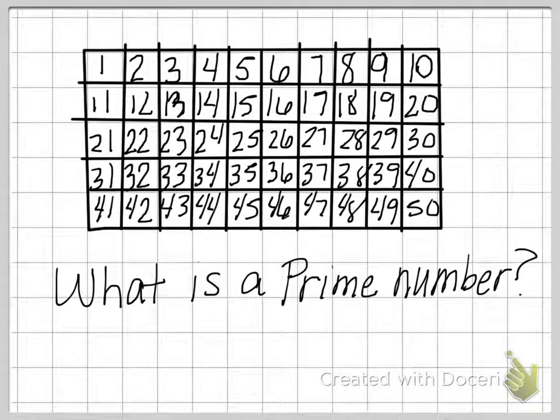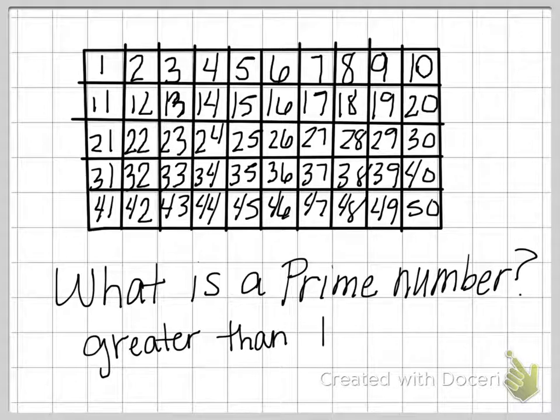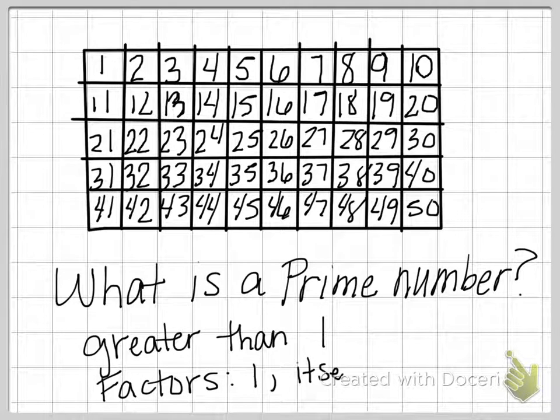Okay, hi everybody. We are going to talk tonight about prime numbers. So a prime number by definition has a couple rules. It has to be greater than 1, and the only factors a prime number has are 1 and itself.